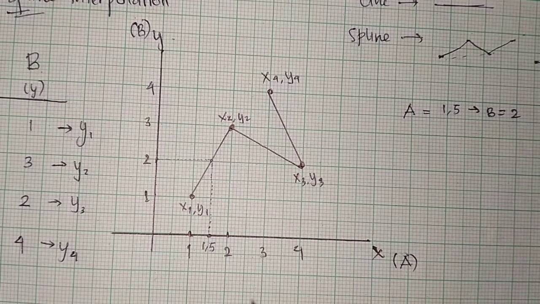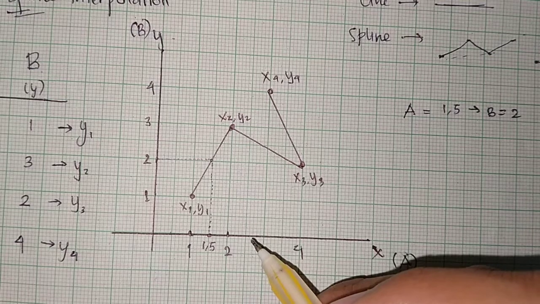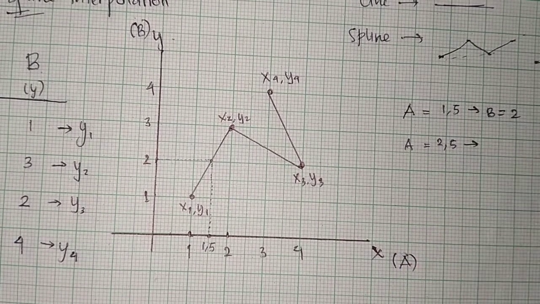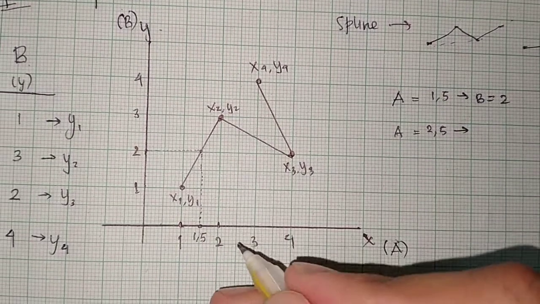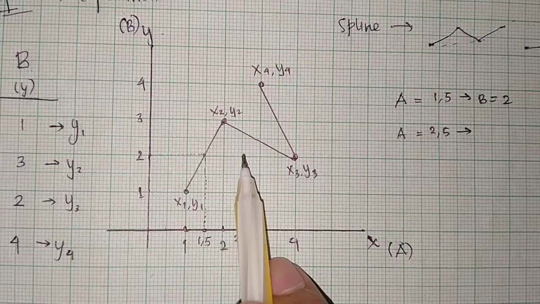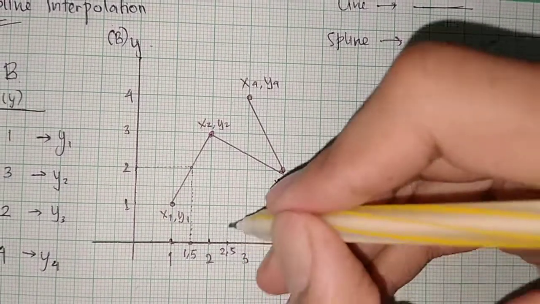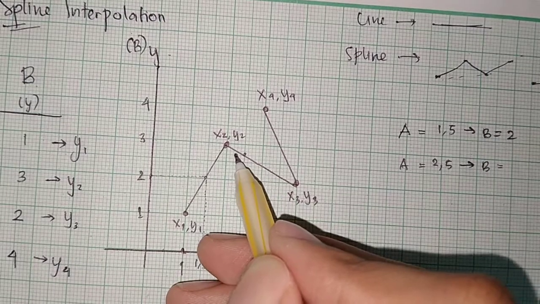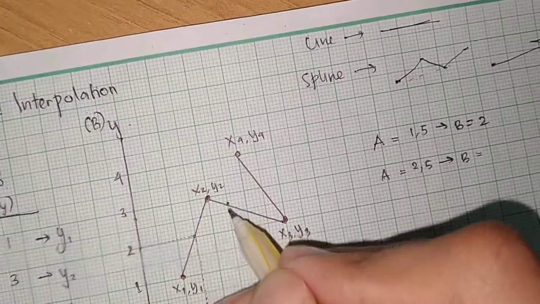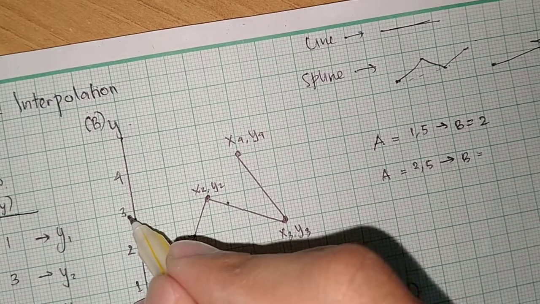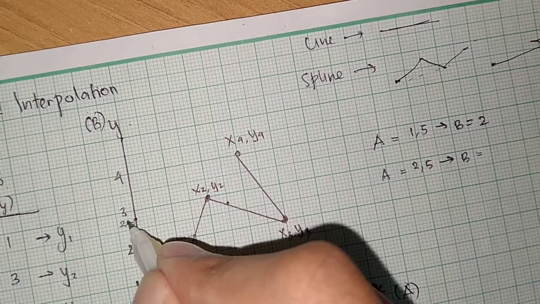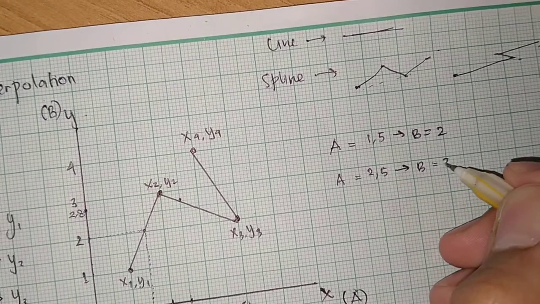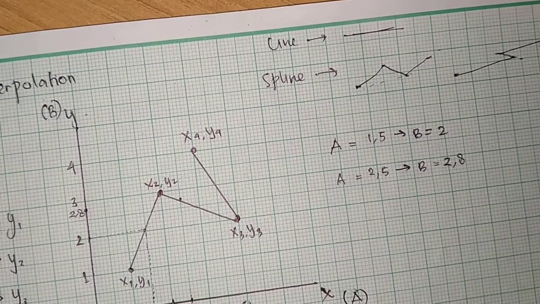Okay, now we're going to do another thing. Let's say 2.5. If the value of a is 2.5, then right here at 2.5, we are going to find the p value. We do the same thing again, then we go to the left. So for a of 2.5, the value of p will be 2.8. Okay, we don't have any problem.